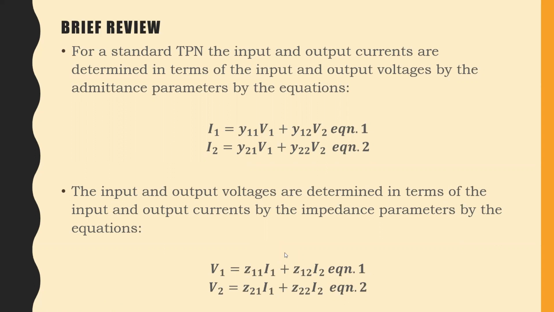And of course, we looked at how you would determine the individual parameters in terms of whether we open circuit or short circuit a port. Short circuiting is done to make our voltage zero, and open circuiting is done to make our currents zero. So those are the admittance and impedance parameters.